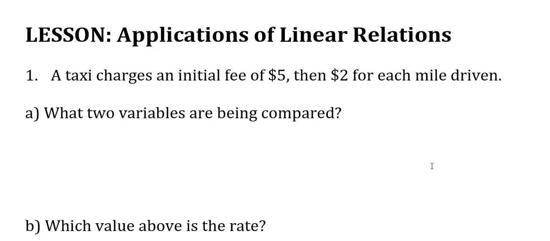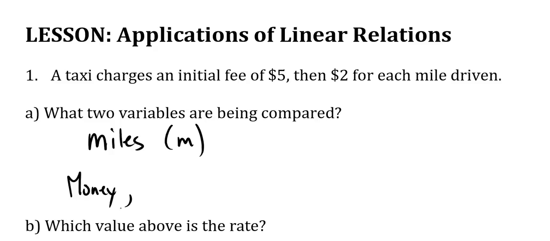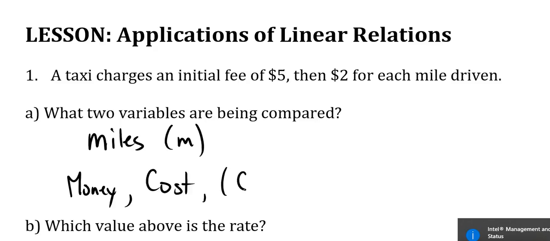Now this question is a little bit different. What two variables are being compared? By variables, there's two things that could change in this question. What are they? What's one of the things that changed, Jamarly? Yeah, miles. We could call that M or N for number of miles. We often use N, but you could use M for miles. Yeah, money. Or what else do we call that? Cost. Total cost. And so for that, we'll use C.